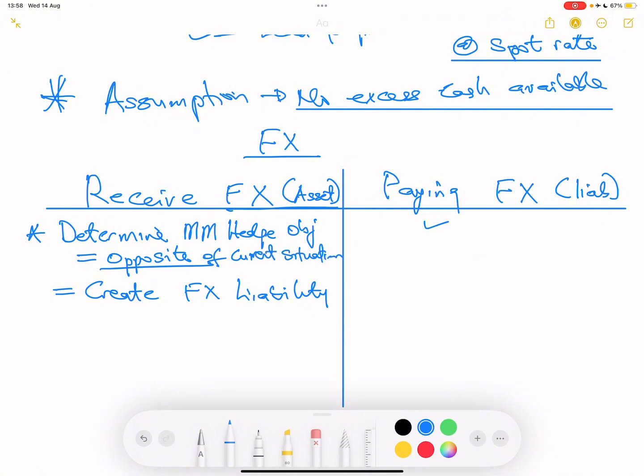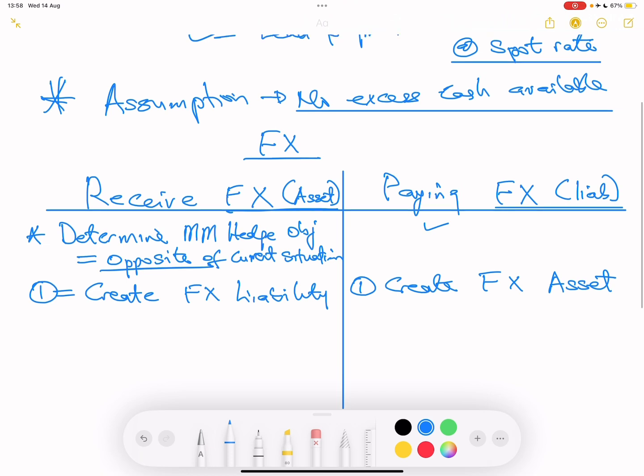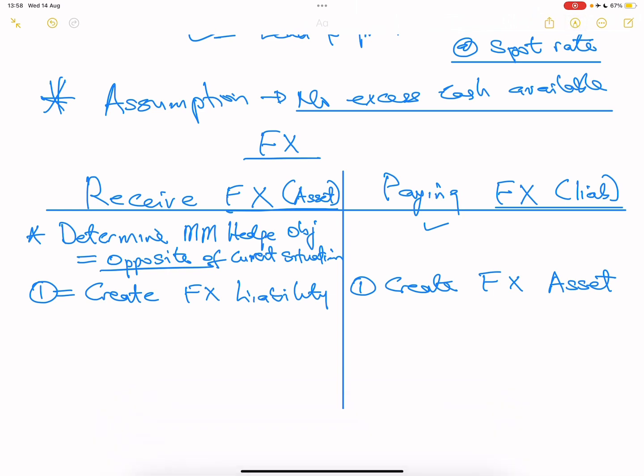To make you remember, here that is number 1, create FX liability. For this one, number 1 will be to create, because there is FX liability as the current situation, then we need to create FX asset. I'm going to use a question to explain this, but I need to build the structure with you so that we'll now use the structure to work the question. And with that, you'll be home and dry.